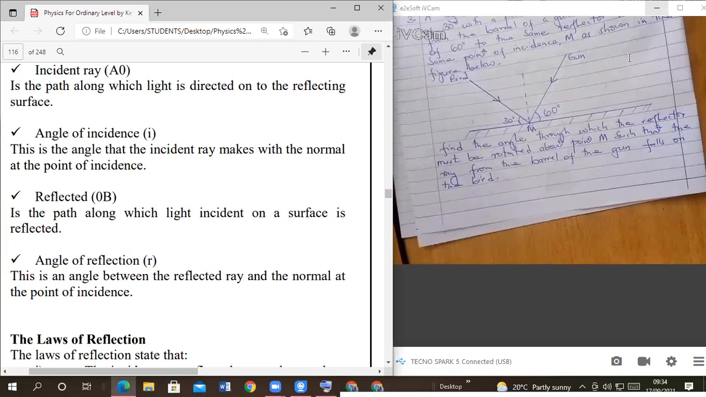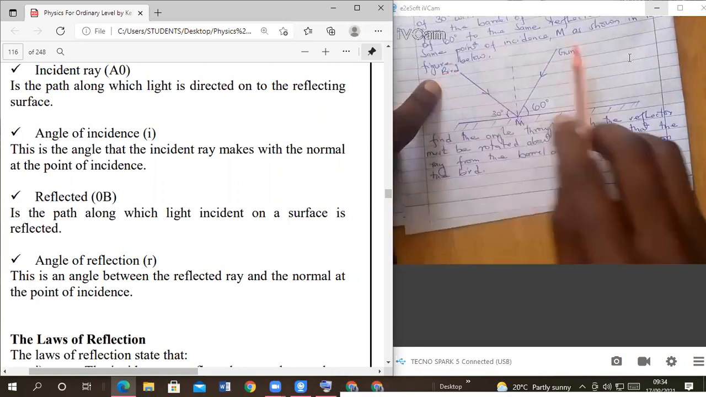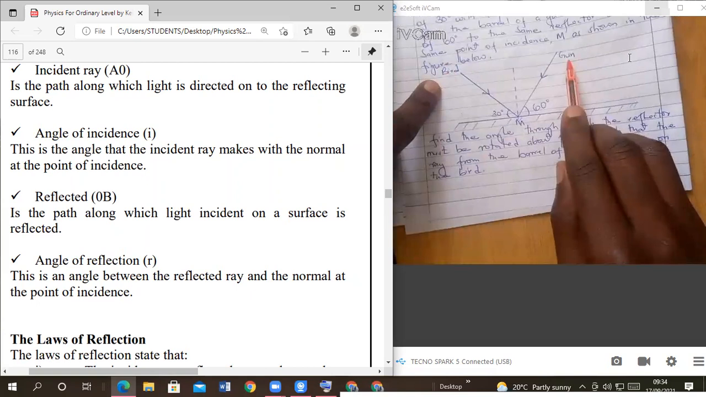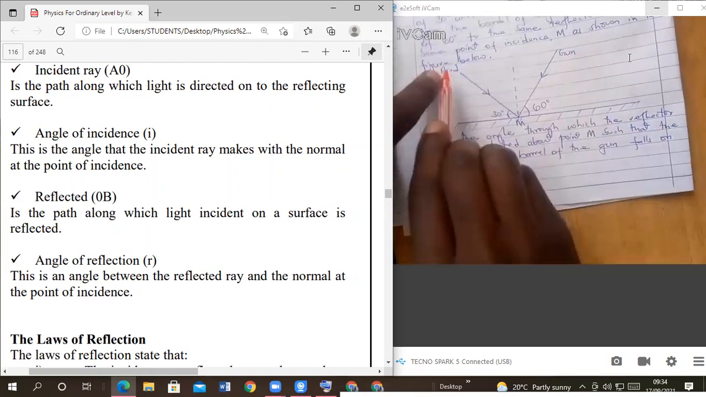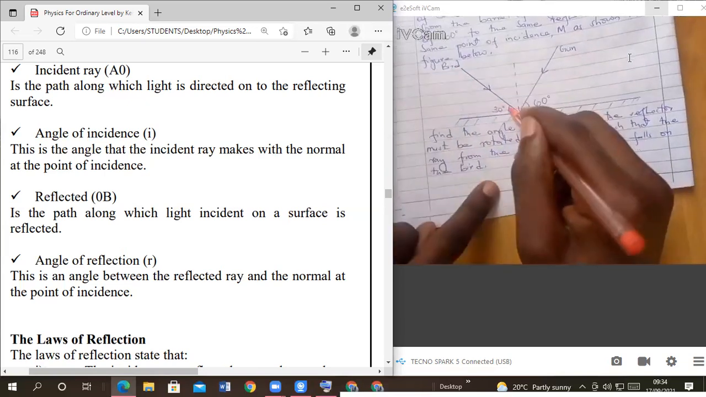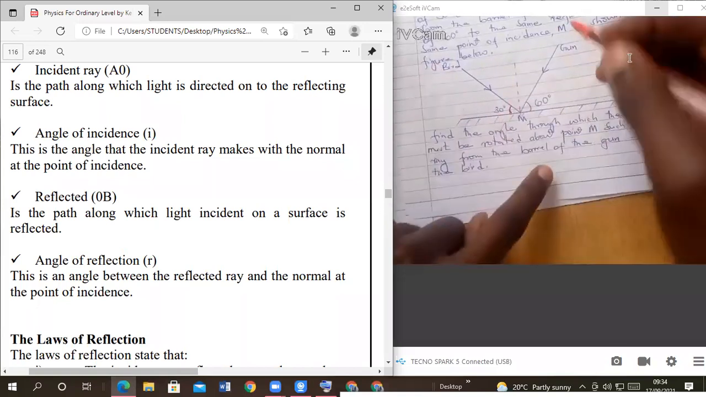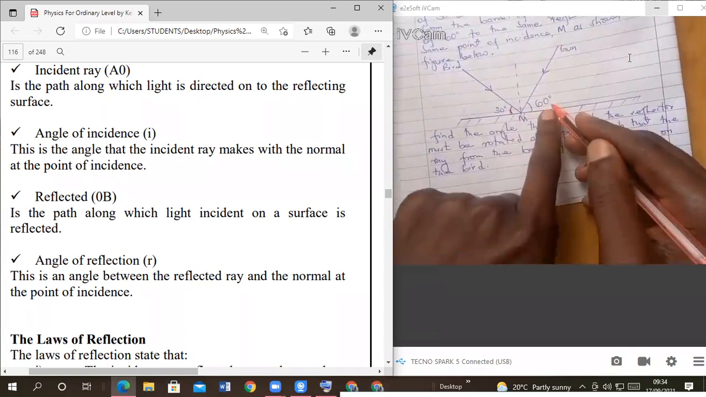Now when you look at this, the question is very unique in the sense that we have 2 sources of light. One from the bird, then one from the gun. The one from the bird makes an angle of 30 degrees with the reflecting surface, which means this angle is our glancing angle. So our glancing angle is 30 degrees from the bird. Then from the gun, the glancing angle is 60 degrees.